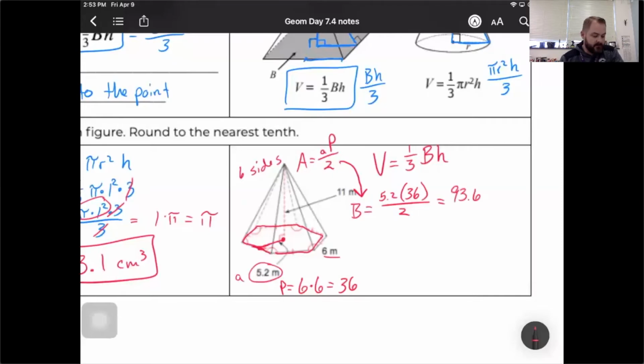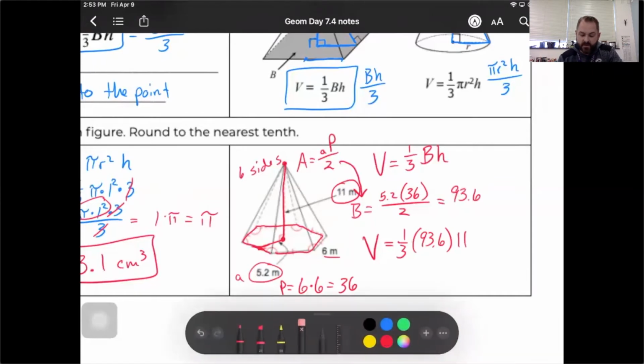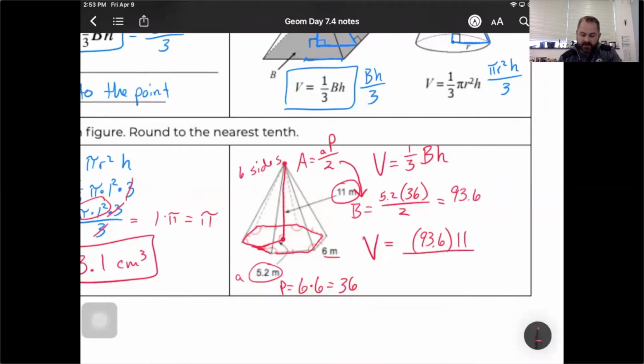93.6 for the base area. Okay, so my volume then is 1/3 of that 93.6 times the height of the pyramid. The height of the pyramid is this distance here. That's the height of the pyramid, 11. So when I do that calculation, 93.6 times 11 times 1/3, or divided by 3. Okay, instead of doing times 1/3, you can think of it as all divided by 3 like that. That might be easier to calculate. Then we get a total of 343.2 cubic meters.